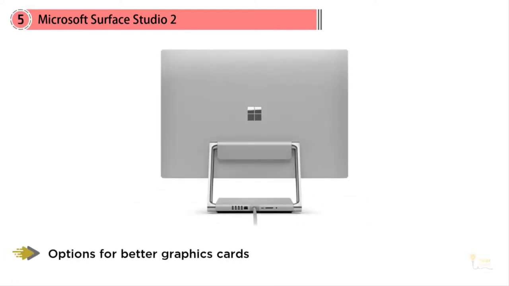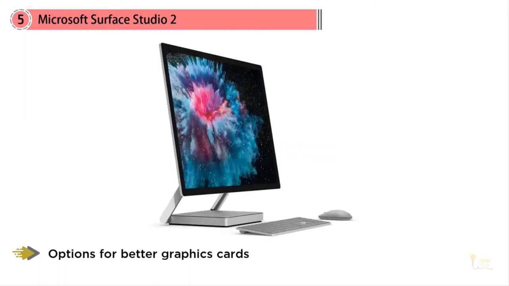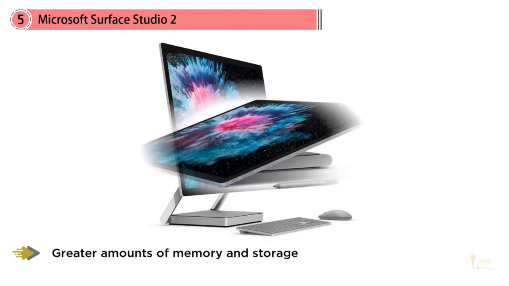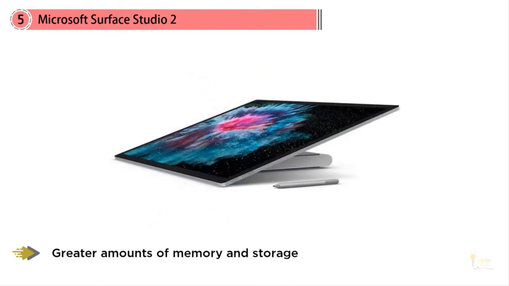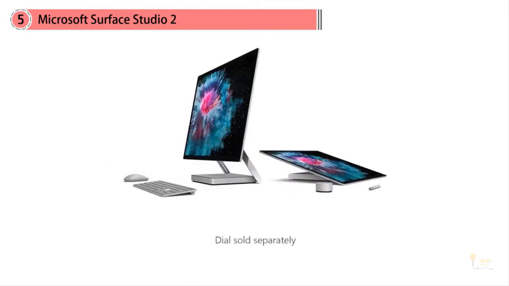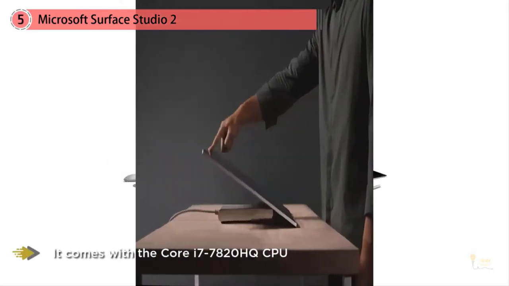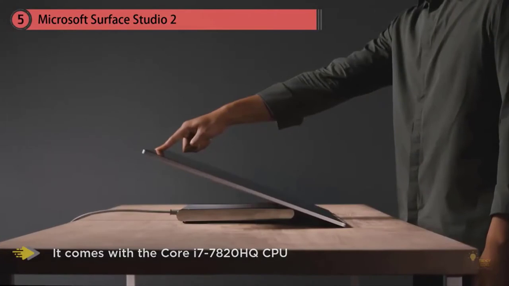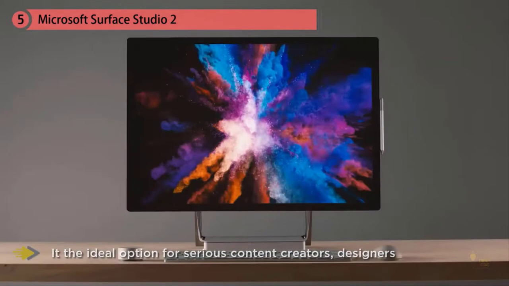4,500x3,000 resolution display as its predecessor, the Surface Studio 2 packs in options for better graphics cards and greater amounts of memory and storage. It comes with a Core i7-7820HQ CPU and options for a full-size GTX 1060 or GTX 1070 graphics chip. That makes it the ideal option for serious content creators, designers, and anyone who wants an all-in-one PC that packs a powerful punch. When we reviewed it, we lauded its exceptional design and build quality, graphics performance, and super-fast SSD.